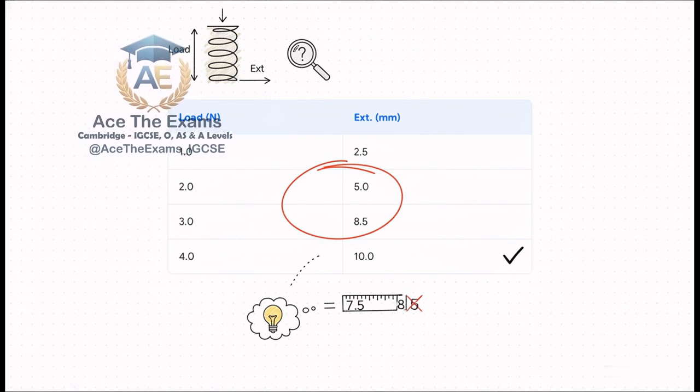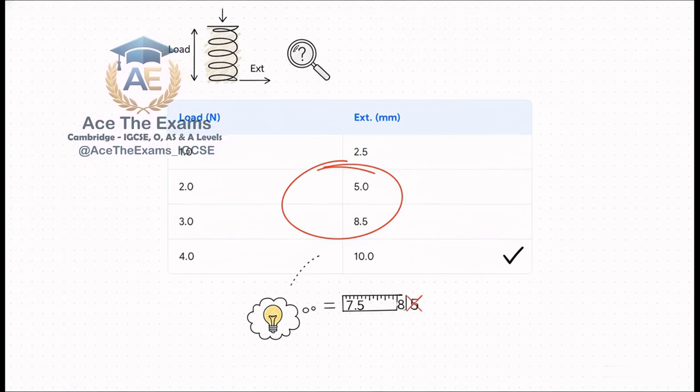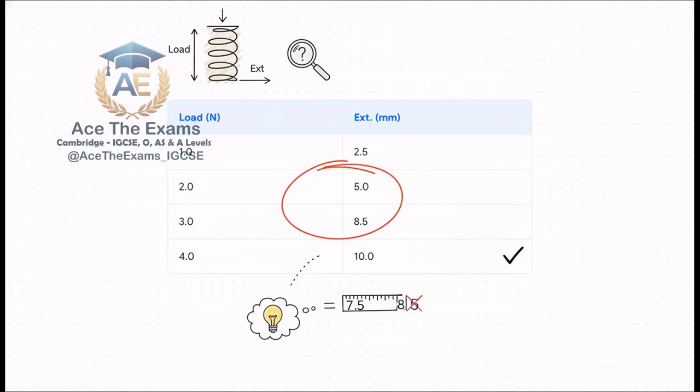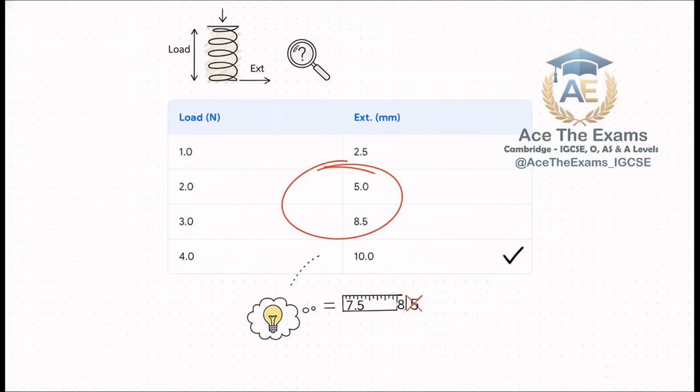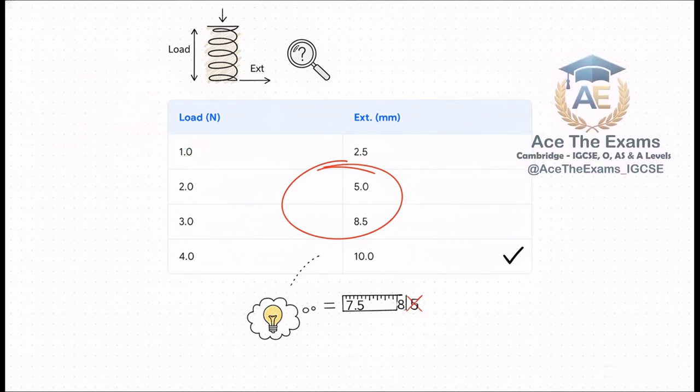Now, what's really fascinating is how we actually apply that strict definition to real-world experimental data. Look really closely at this table, comparing load in newtons against extension in millimeters. I'm challenging you to act as the examiner right now. Can you spot the anomaly where the spring constant just completely breaks?